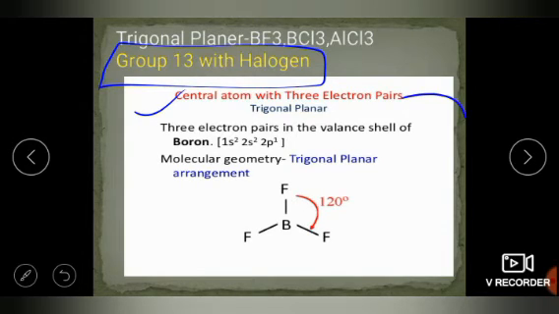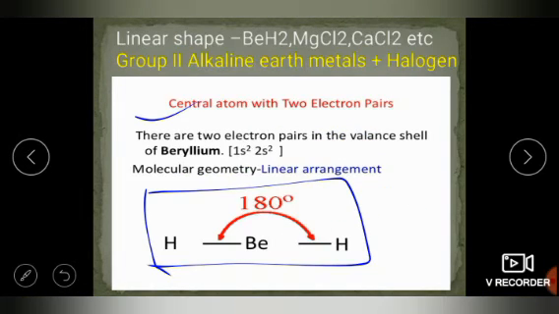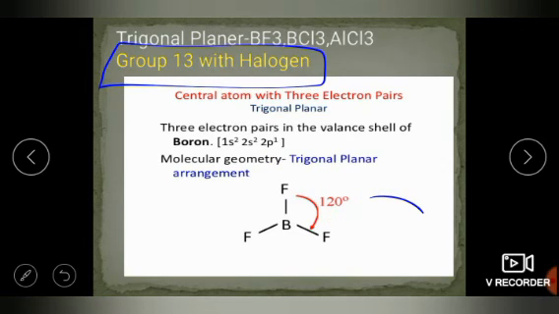So that's why 3 electron pairs are sharing 3 electrons with fluorine and forming trigonal planar. The bond angle you also need to learn: the bond angle is 120, whereas here the bond angle is 180, so their bond angle is 120.